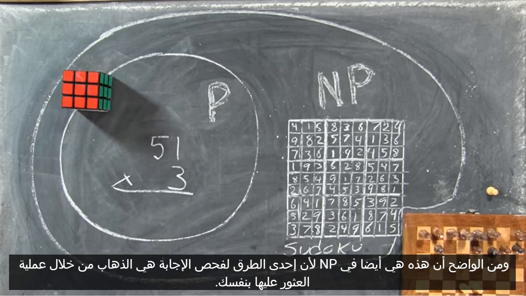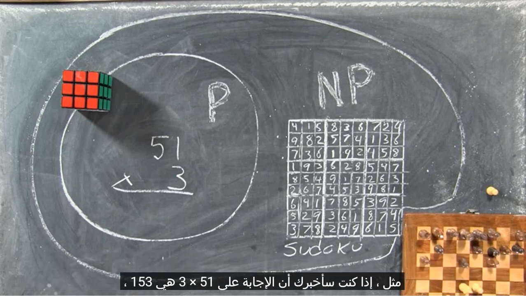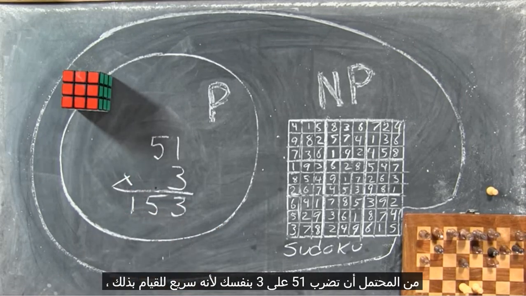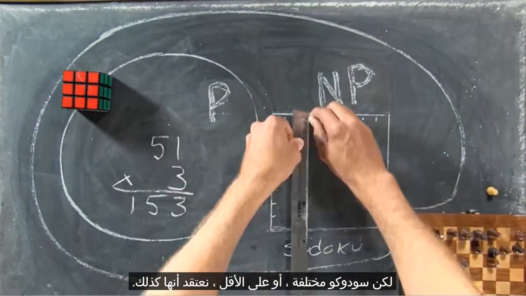These are clearly also in NP, because one way to check an answer is to go through the process of finding it yourself. Like if I were to tell you that the answer to 51 times 3 is 153, how would you check whether I'm right? You'd probably just multiply 51 by 3 yourself, because it's fast to do it.